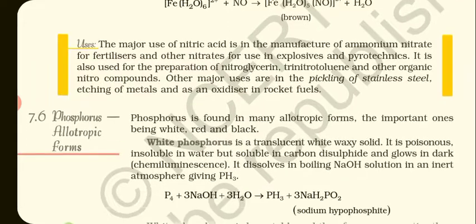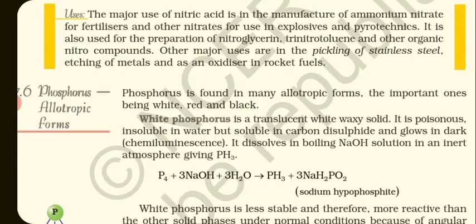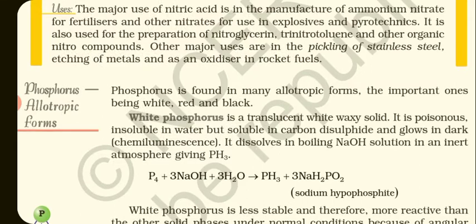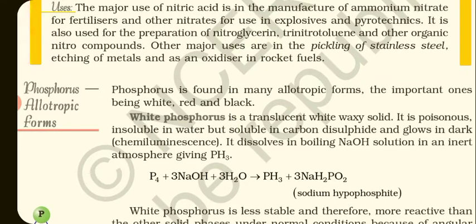Uses: the major use of nitric acid is in the manufacturing of ammonium nitrate for fertilizers and other nitrates for use in explosives and pyrotechnics. It is also used for the preparation of nitroglycerin, trinitrotoluene, and other organic nitro compounds. Other major uses are in the pickling of stainless steel, etching of metals, and as an oxidizer in rocket fuel.